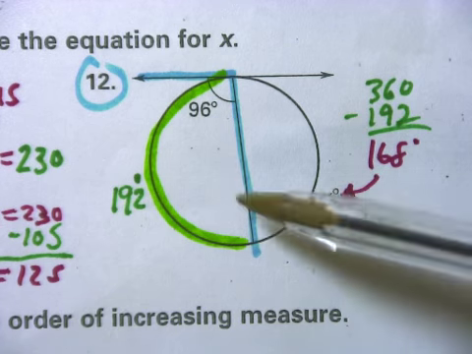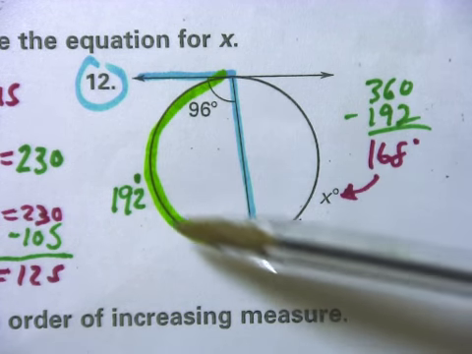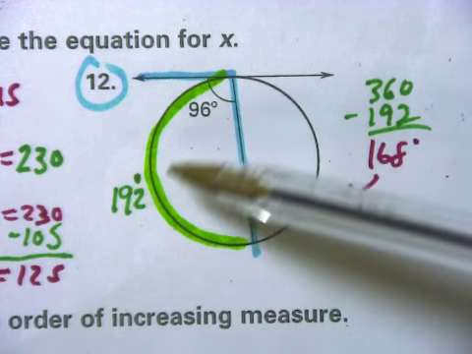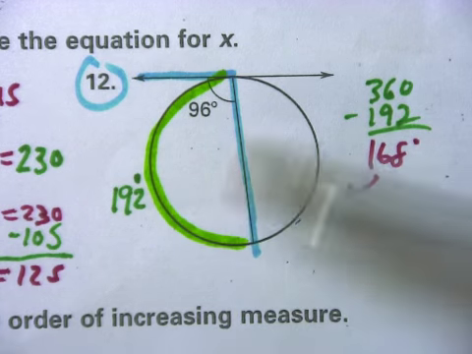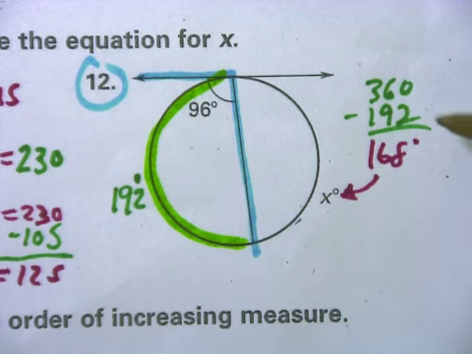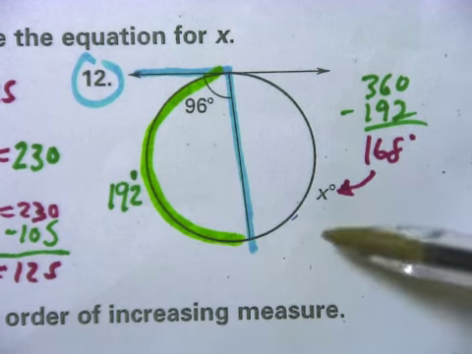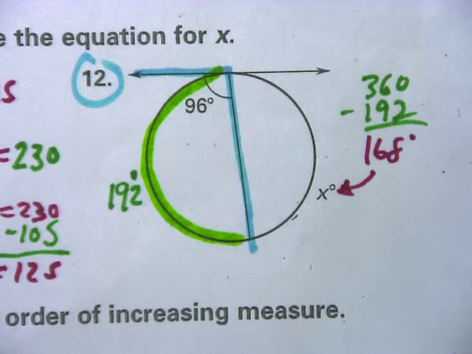Question number 12, pretty simple, straightforward. Again, this is an inscribed angle. They told me it's 96. So I know the arc is going to be twice as big. 96 times 2 is 192. I know that a circle has 360, so if I subtract 192 from 360, I know then that this arc here is 168 degrees.